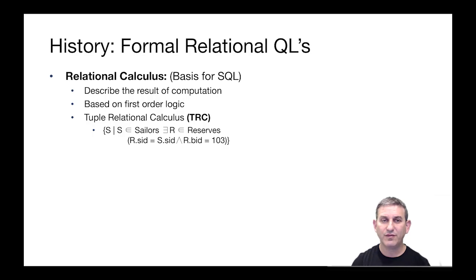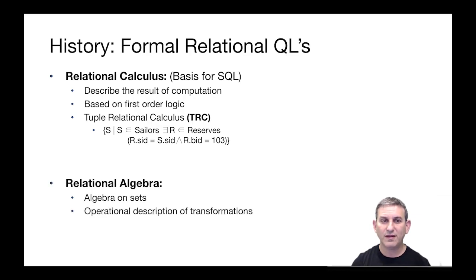Here's an example of a variation of the relational calculus called the tuple relational calculus. We won't learn this in this class, but it's pretty easy to read if you know first-order logic. This says, find me all S such that S is in sailors, and there exists some R in reserves, where R.SID equals S.SID, and R.BID equals 103. It's quite a lot like SQL when you read it out loud. The relational algebra, on the other hand, is an algebra. It's based on sets, so it comes from a different branch of mathematics. It's an algebra, not a logic. And it provides an operational description of the transformations that we want to do. It says what transformations to execute and in what order.